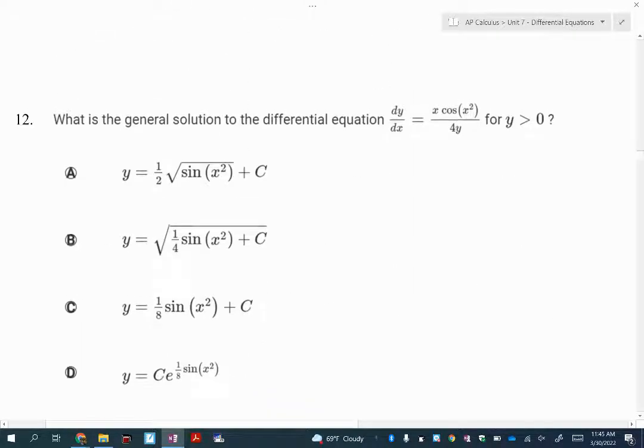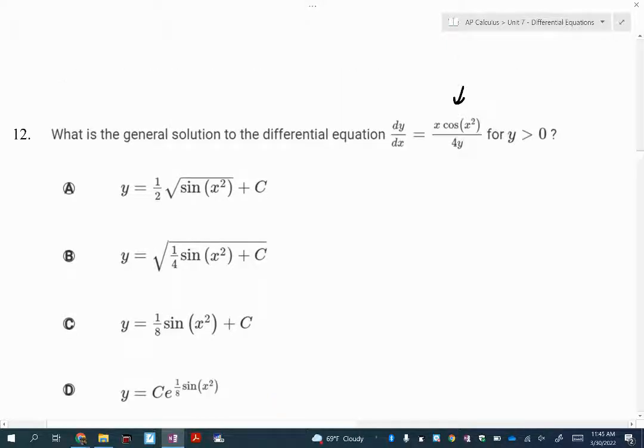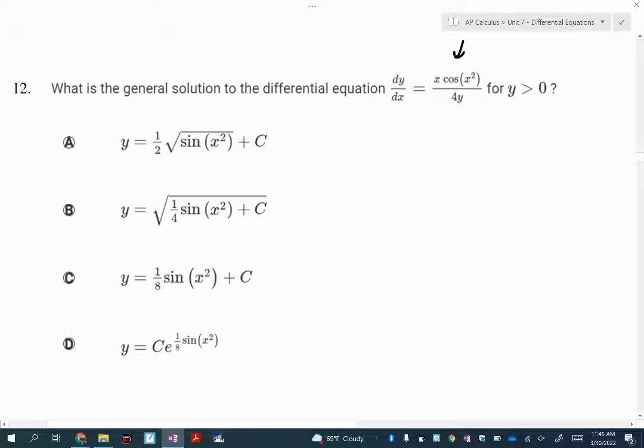Okay, let's go to number 12. So number 12 is a little bit different. I know the wording seems similar, but in number 12, you'll notice that on the second part, after the equal sign, we have x and y. So to do this, I'm going to reorder this by moving the y and the 4 to be over with dy. So that's dy times 4y. And then move the dx to the other side.